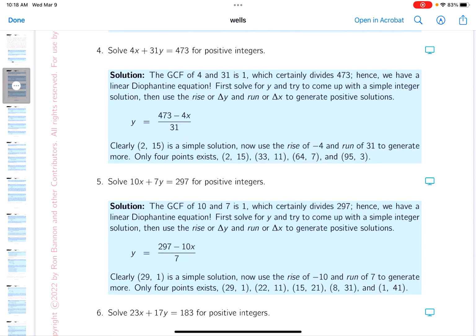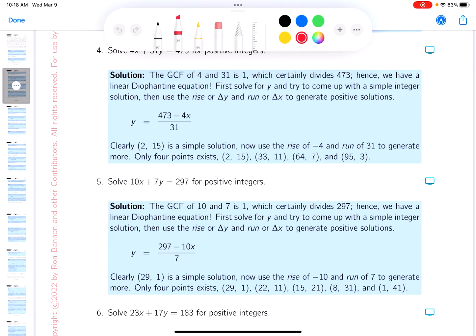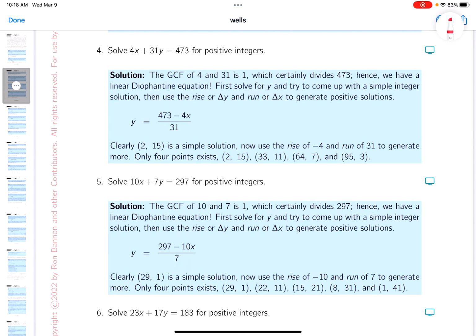Okay, we did the first three problems, and I'm just going to outline the procedure for you. It's written beautifully, by the way, just like the other problems are written. The first thing I would recommend is to look at the GCF between 4 and 31, and that is going to be the number 1. 1 divides 473, so we're good to go.